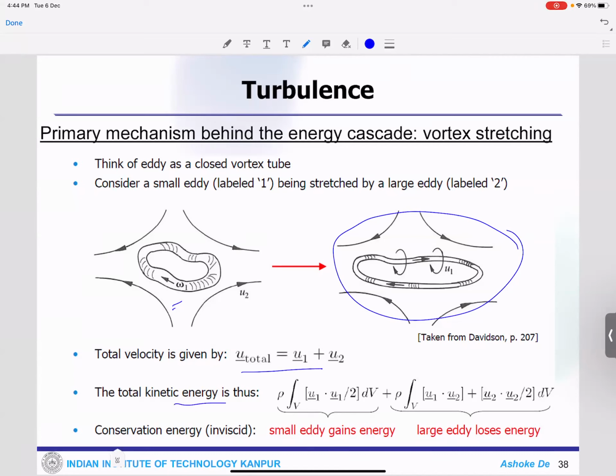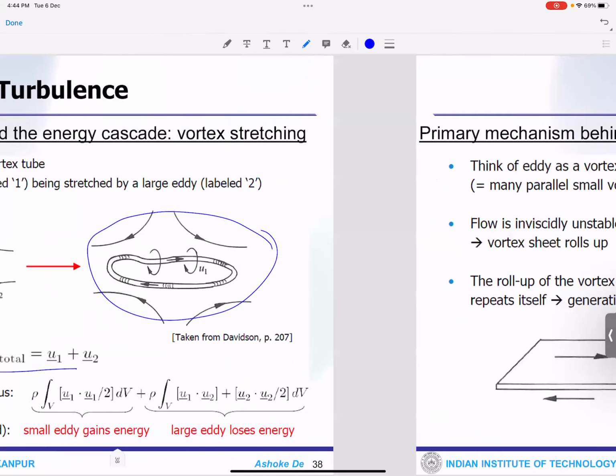So what happens when you have this motion? We know from the first law of thermodynamics that the energy has to be conserved. So if the large eddies are dissipating the energy, then the energy has to be consumed by somebody else. So that is what is happening. The large eddies lose energy, and at the same time the small eddies absorb that energy, so that in totality your energy conservation takes place.